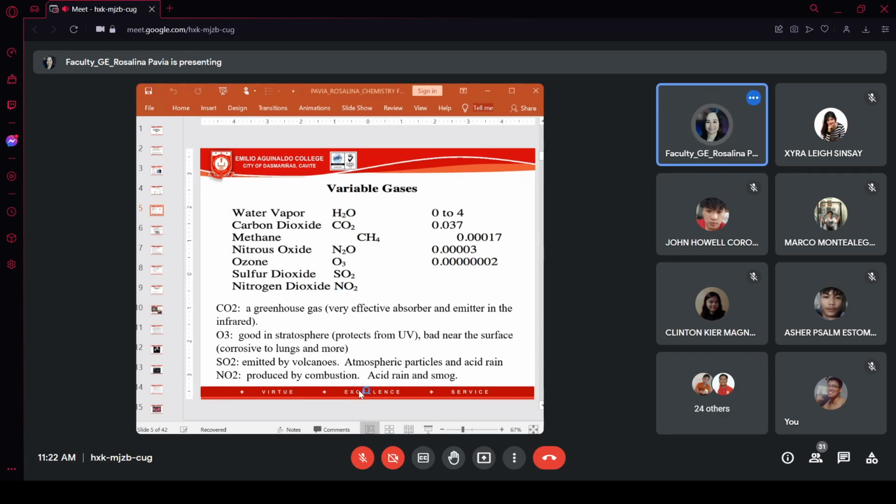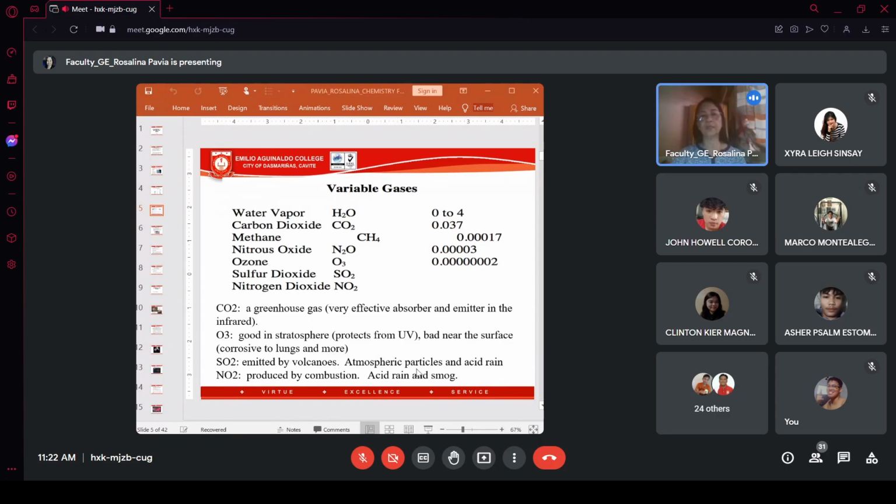Okay, so let's continue. So where were we? Saan ba tayo nagtapos? Bad near the surface because it is corrosive to lungs and more. So you must remember class that the ozone layer is found along the stratosphere. Mataas na. Okay? Along the stratosphere. So we are actually protected by the ozone gas high up, kasi nga it is bad near the surface of the earth. So another is sulfur dioxide, which is emitted by volcanoes.